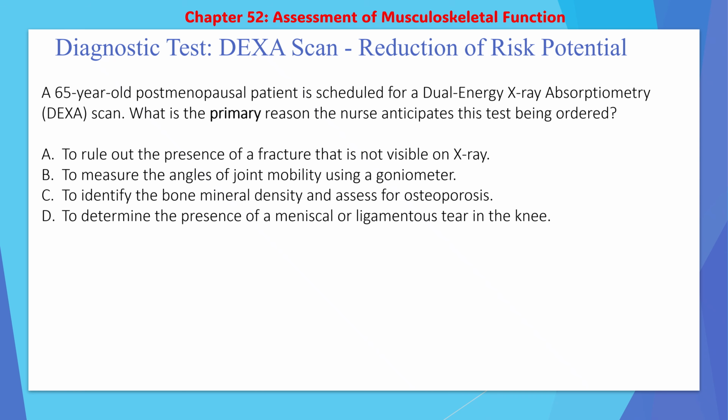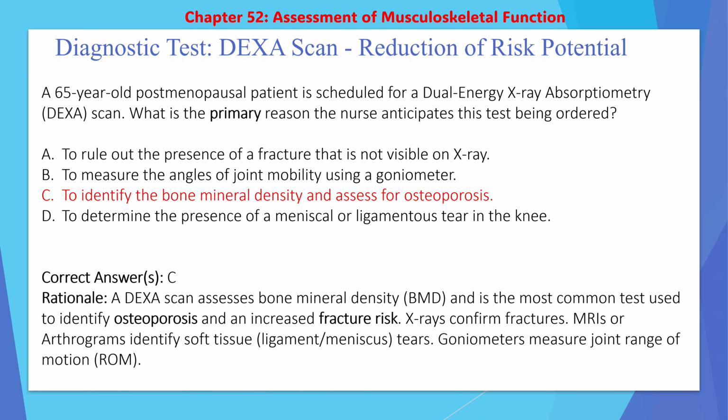A, to rule out the presence of a fracture that is not visible on X-ray. B, to measure the angles of joint mobility using a goniometer. C, to identify the bone mineral density and assess for osteoporosis. D, to determine the presence of a meniscal or ligamentous tear in the knee. The correct answer is C, to identify the bone mineral density and assess for osteoporosis.